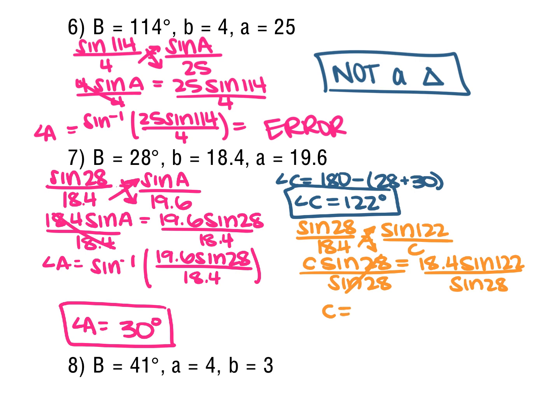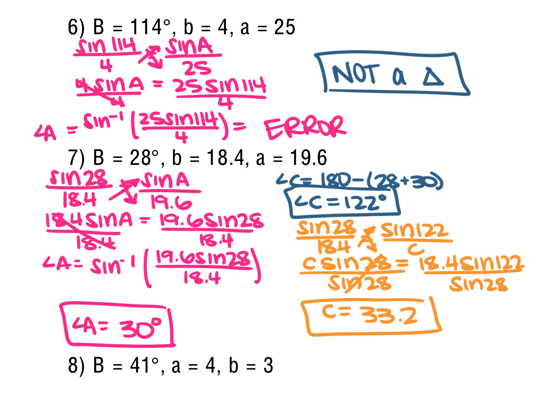Use your calculator. 18.4 sine 122 over sine 28. That gives us 33.2. So you still need to check to see if we have a second triangle.